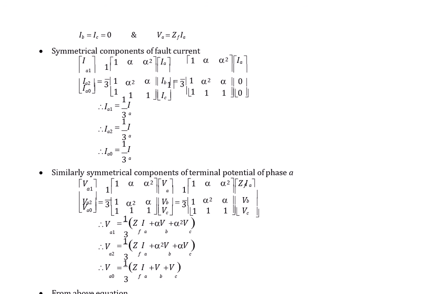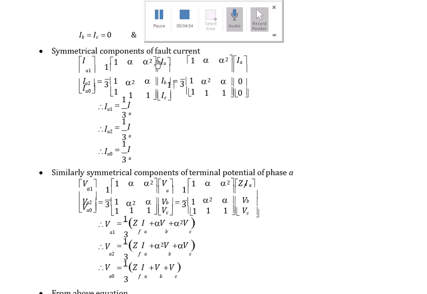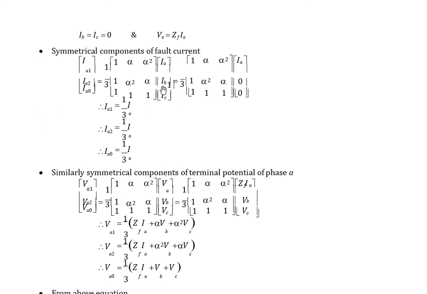The symmetrical components of the fault current, IA1, IA2, and IA0, are equal to 1 by 3 times a matrix. This is the simple way we can convert our phase faults into symmetrical components. This is the basic matrix form of how we can convert the faulty, unsymmetrical current to symmetrical components.